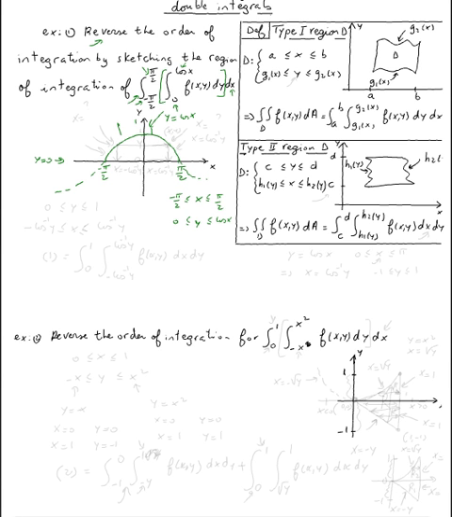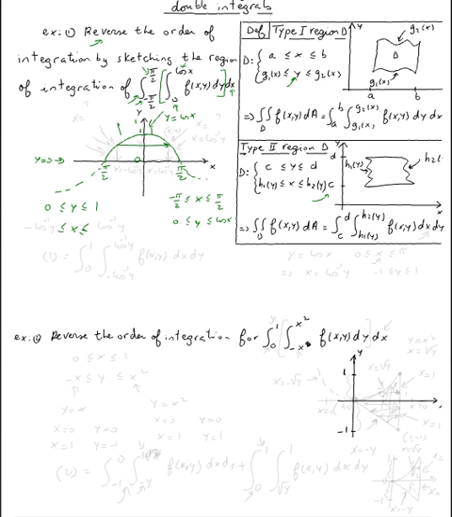Alright, so how do we reverse it? Now, this is already type 1, right? Type 1, y is going from g1 of x, which happens to be 0, to g2 of x, which happens to be cosine. Now we need to reverse it to type 2. So we need x. Let's start from y. Y is going from 0 to 1. So that's easy, right? Y is going to go from a number to a number. Now the x, this is where the problem is.